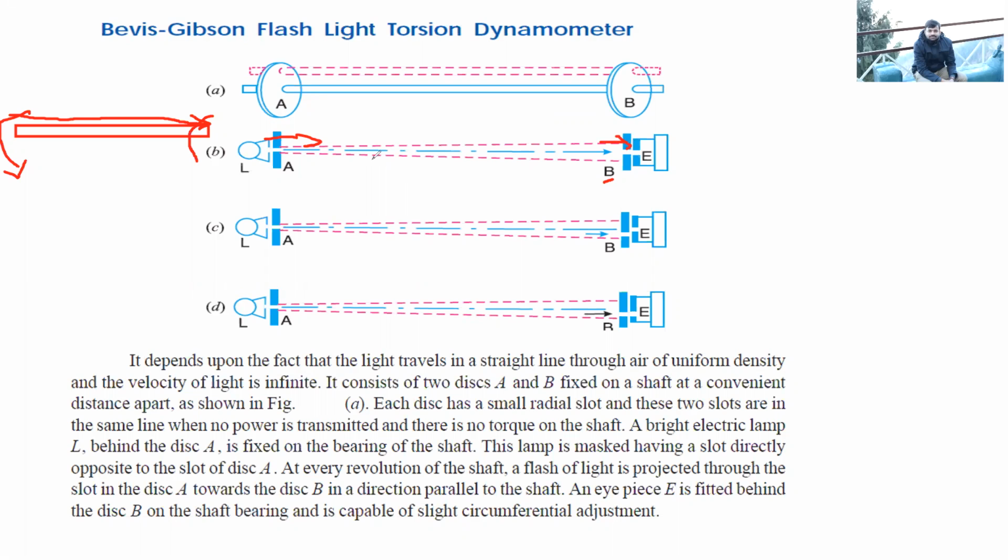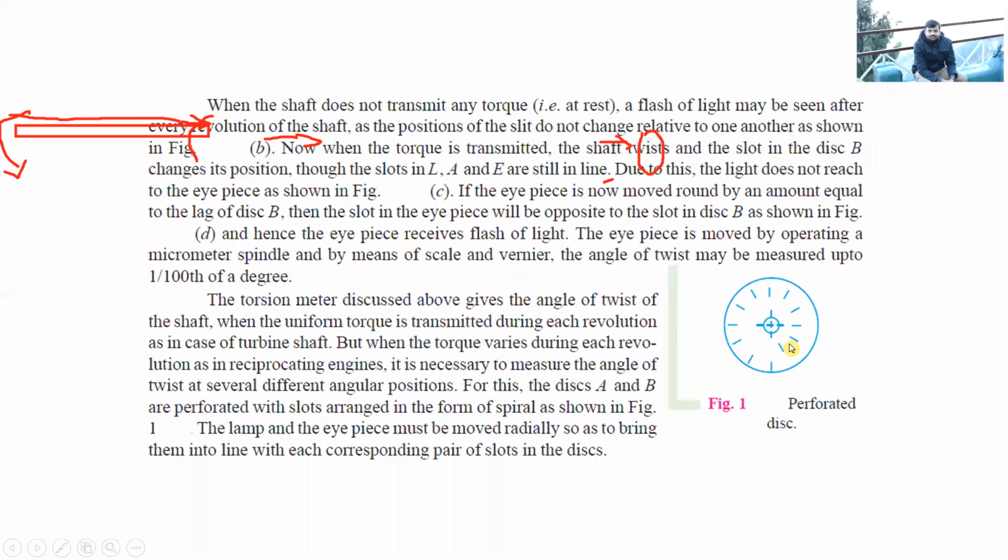Once there is a small amount of twist in the shaft, that entire light which was passing through hole A will not pass through hole B. So a small amount of light will be obstructed. Over here they kept a measuring plate, that is a vernier plate, which is also called a perforated plate. It can be seen over here. This is a perforated type of plate.